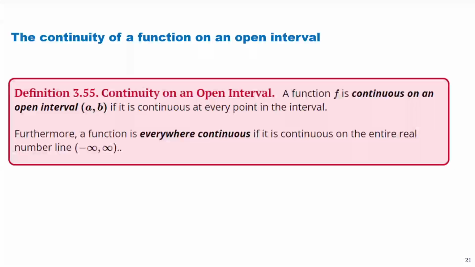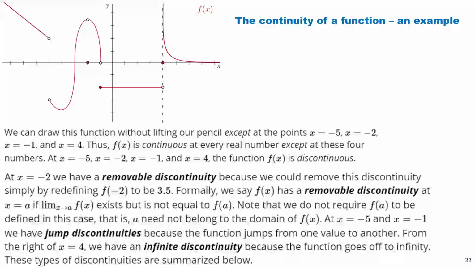Okay, next let's have a look at an example to illustrate this concept, the continuity of a function. We can draw this function without lifting our pencil, except at these points, x equals -5, x equals -2, x equals -1, and x equals 4. Thus, f(x) is continuous at every real number except at these 4 numbers. At these numbers, x equals -5, -2, -1, and 4, the function f(x) is discontinuous.